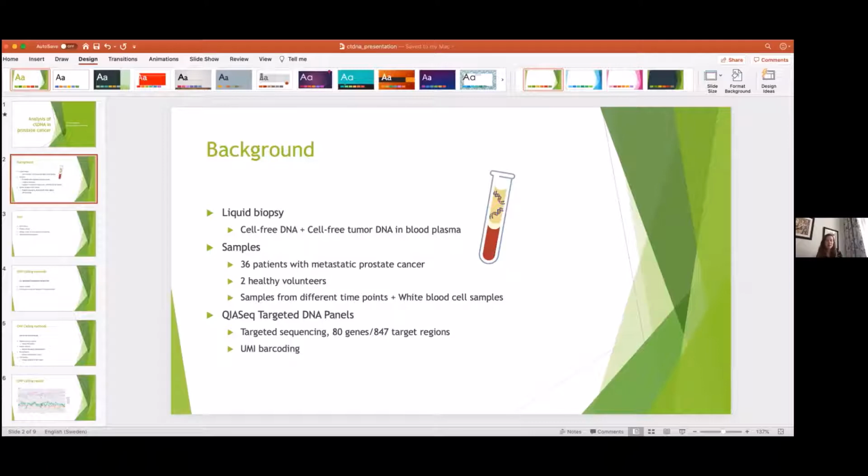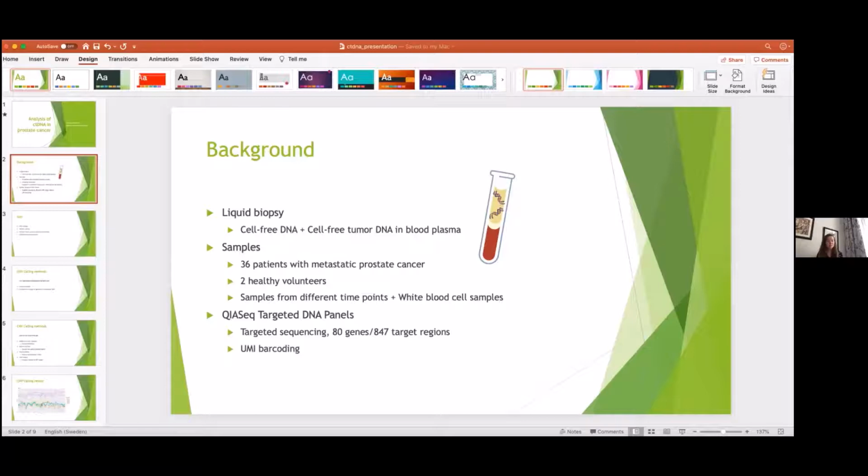And she also had white blood cell samples from each patient that were used as control samples because white blood cells have no tumor DNA. She had used QIAseq targeted DNA panels by QIAGEN with a panel that was custom made for prostate cancer for sequencing. And she used targeted sequencing of 80 genes split into 847 target regions with known variants related to prostate cancer. And she sequenced according to this QIAseq targeted panel.